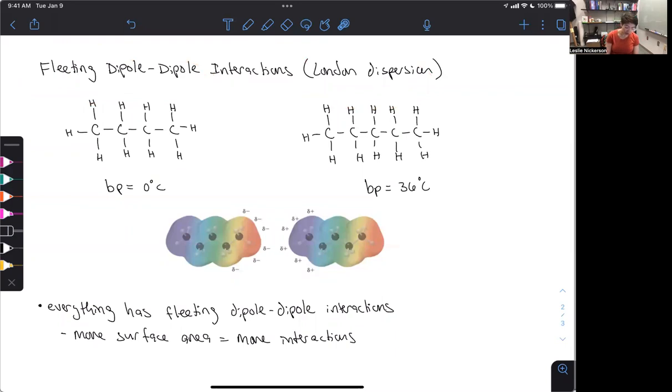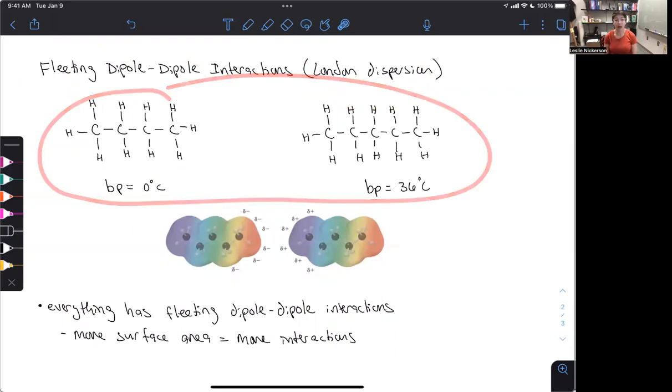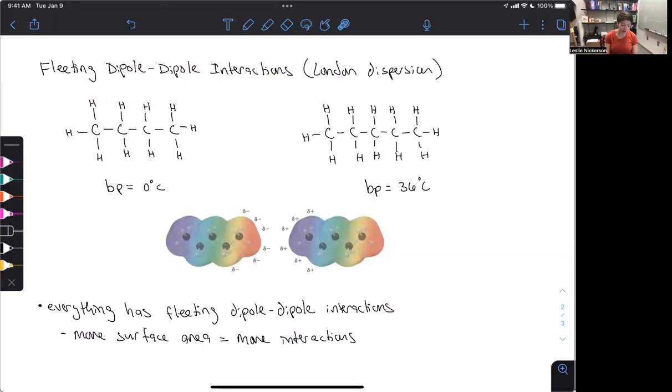But if you look at these two hydrocarbons here, this one is butane, this is pentane, pent being 5, but being 4. So we have a boiling point of 0 degrees for the butane, and then pentane has 36 degrees for boiling point. So you can see that just with the addition of one carbon, we have quite a significant change in the boiling point, in that physical property.